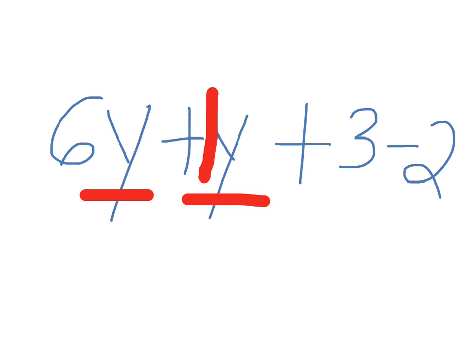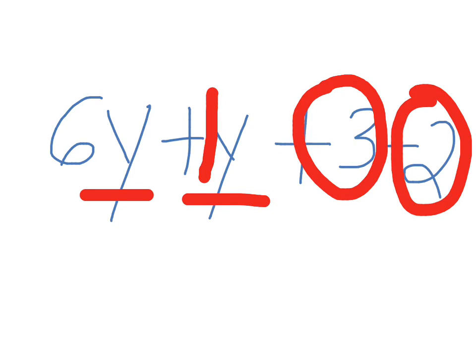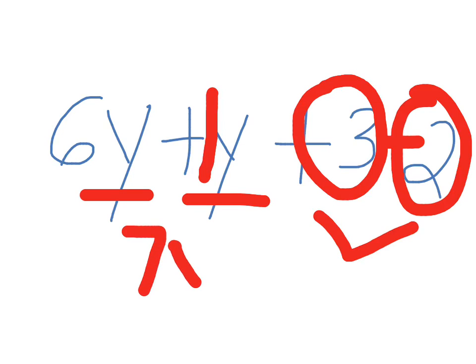And then we can combine 3 and 2. Since this is subtraction, of course you're going to subtract the two numbers. So why are we combining 6 and 1? Because they both have the same variable. And why are we subtracting 3 and 2? Because they are both numbers with no variable. So 6y plus 1y is 7y. And then 3 minus 2 is 1, positive 1. So your final answer is 7y plus 1.